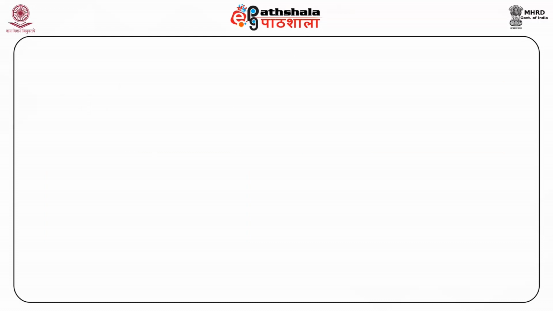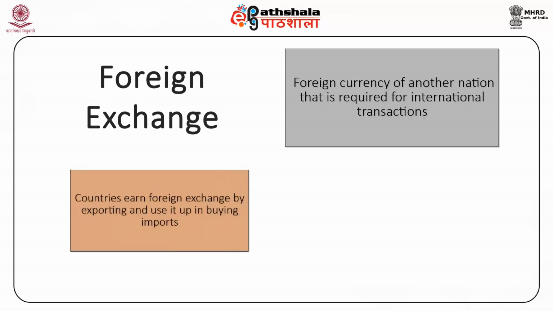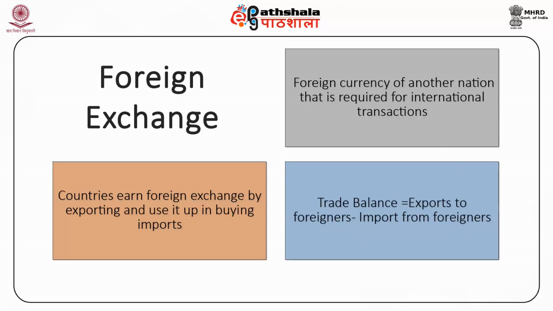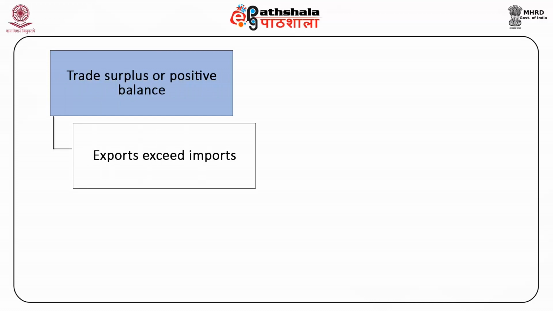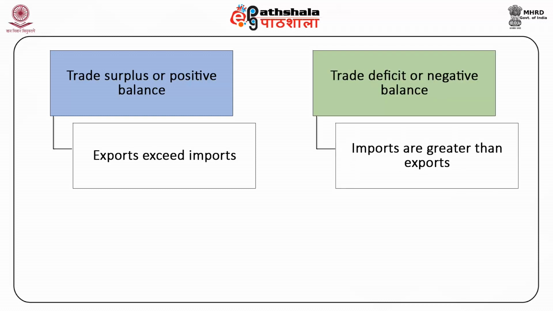The currency of another nation that is required for international transactions is called foreign exchange. Countries earn foreign exchange by exporting and use it up in buying imports. The trade balance of a nation is the difference between exports to foreigners and imports from them. A nation will have a positive balance or trade surplus if its exports exceed imports, and it will have a negative balance or trade deficit if its imports are greater than exports.